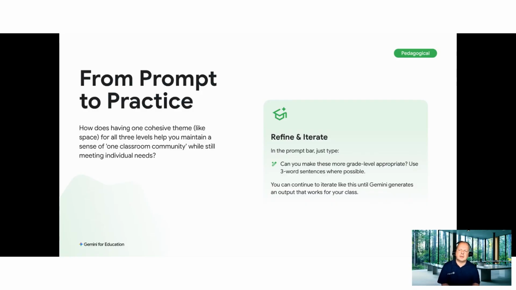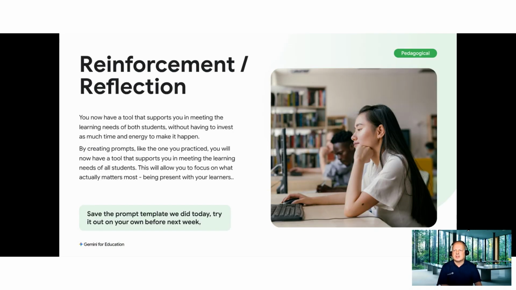So, how did your problems turn out? Maybe having one cohesive theme like outer space helps you to maintain a sense of one classroom community while having those different differentiated levels in there. Is it still appropriate to your class year group? If not, continue to work with Gemini and iterate to come up with the materials that you need. So hopefully you've seen there how we can use Gemini to very easily and quickly come up with differentiated materials for whatever age group your class is at, whether you are in the early years as we've seen here, or whether you're teaching high school problems.